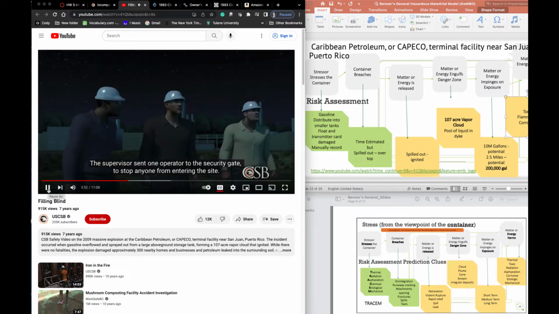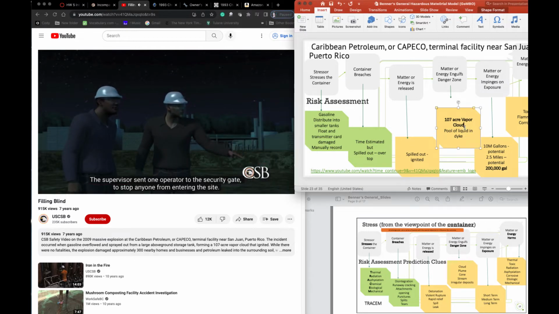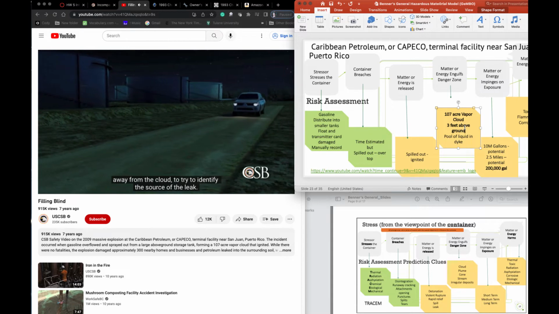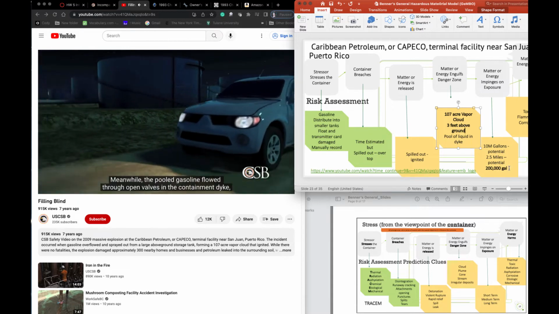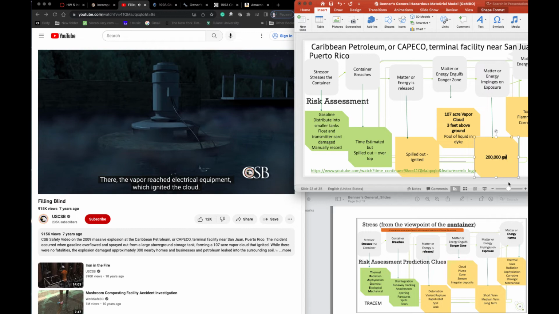The supervisor sent one operator to the security gate to stop anyone from entering the site. Then the supervisor and the tank farm operator drove to an elevated point away from the cloud to try to identify the source of the leak. Meanwhile, the pooled gasoline flowed through open valves in the containment dike toward the wastewater treatment area. There, the vapor reached electrical equipment, which ignited the cloud.